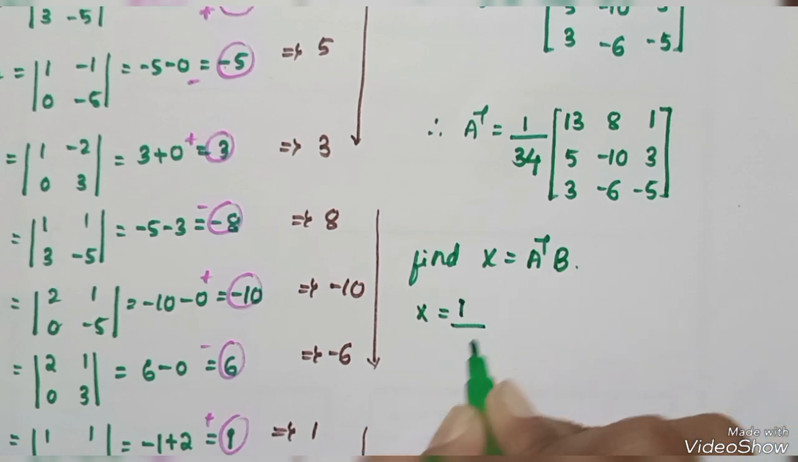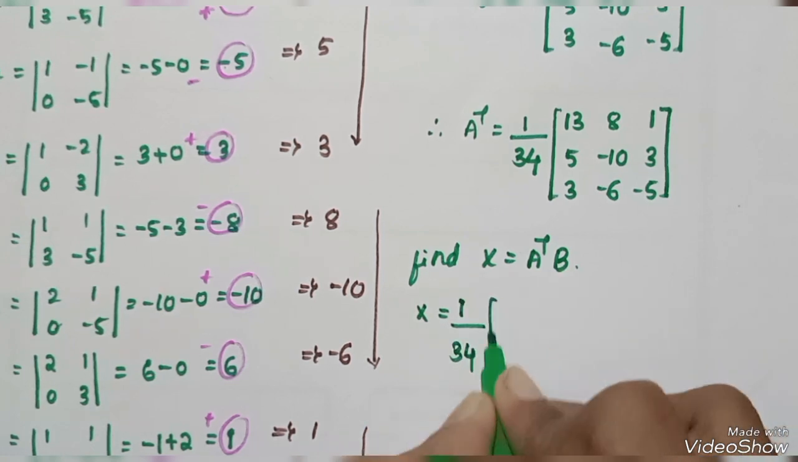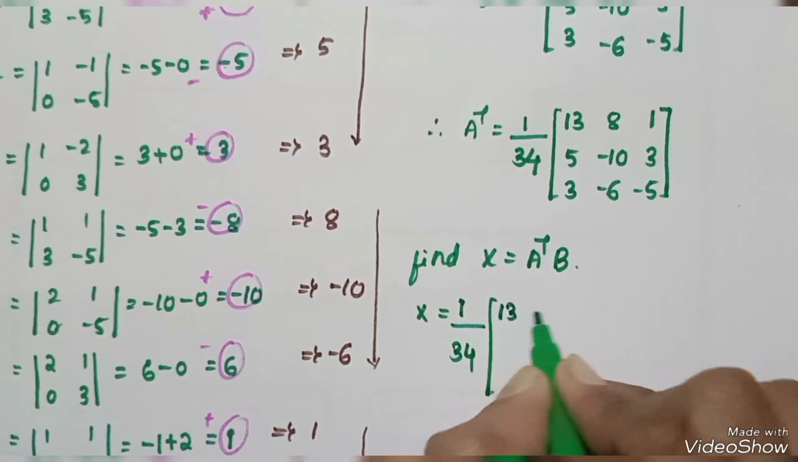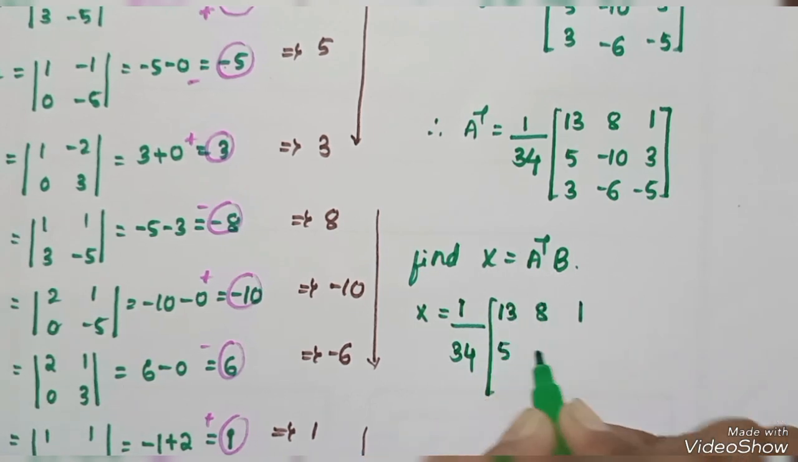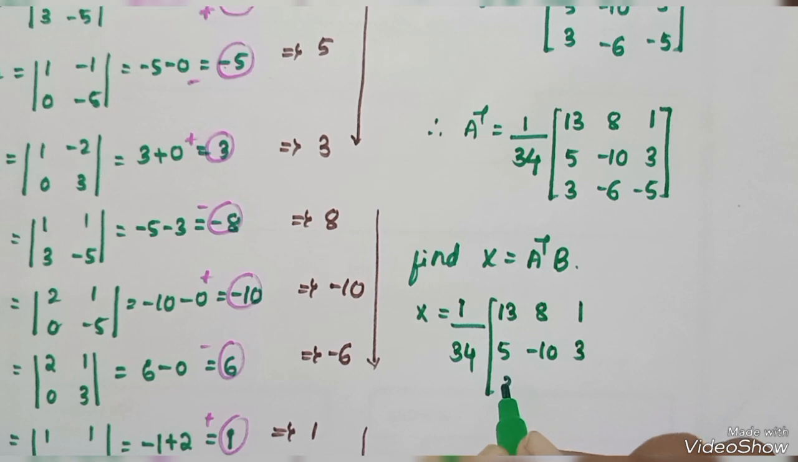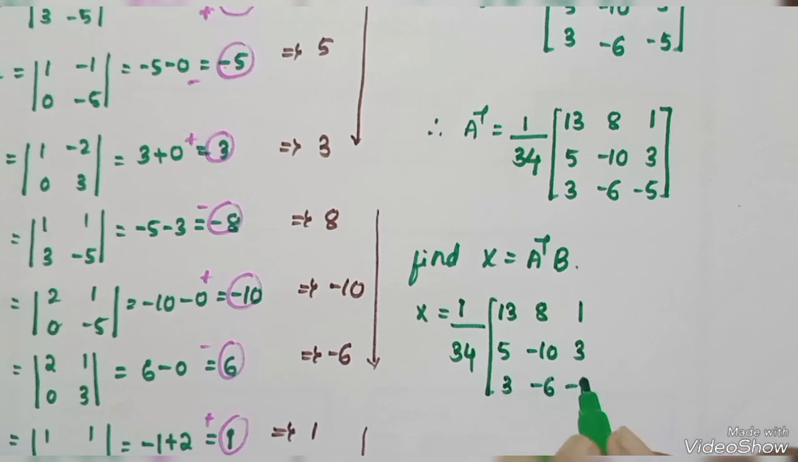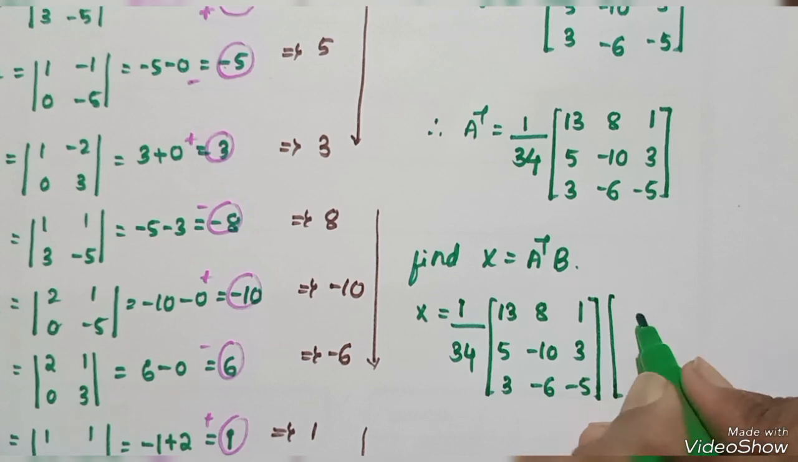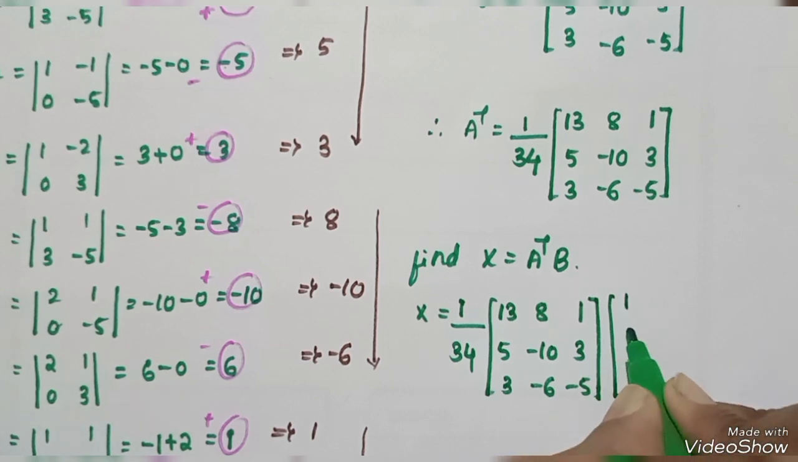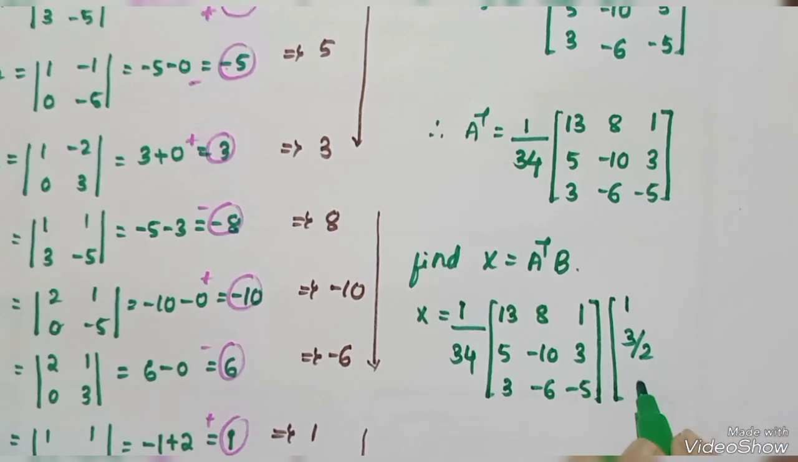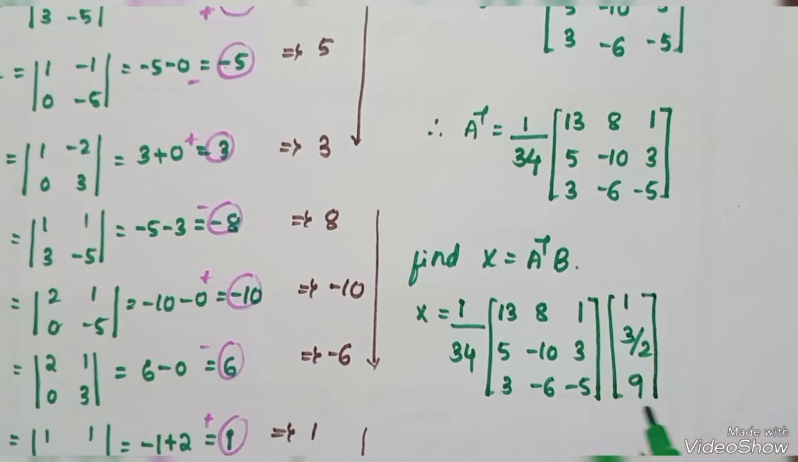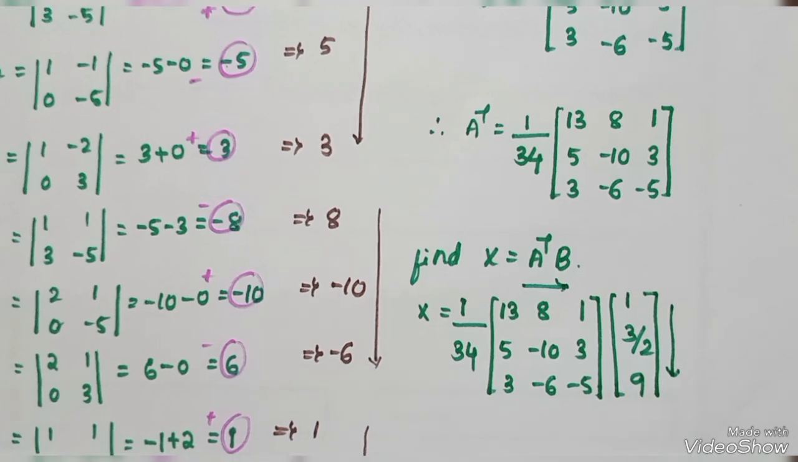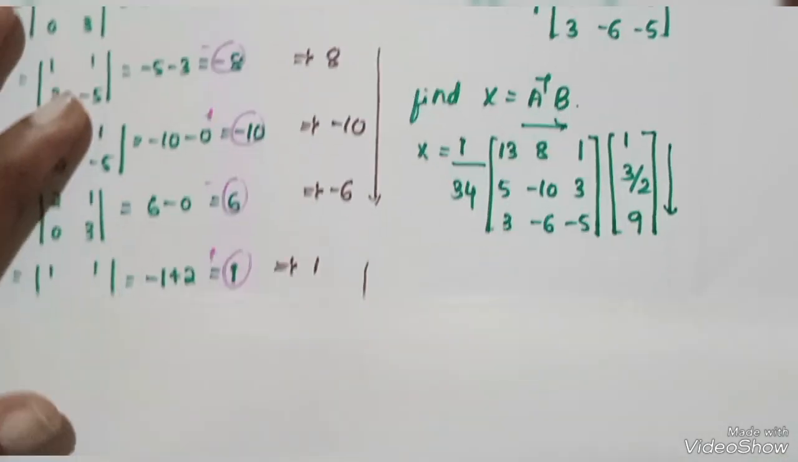What is the A inverse? 1 divided by 34 into A inverse 13, 8, 1, 5, minus 10, 3, 3, minus 6, minus 5, into B matrix containing the elements. What are those? 1, 3 by 2 and 9. Okay, taking multiplication row by column. Here I am taking the multiplication row by column.